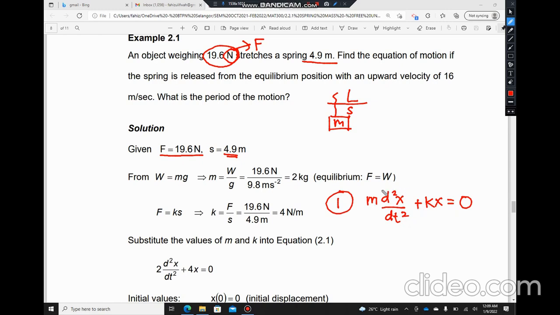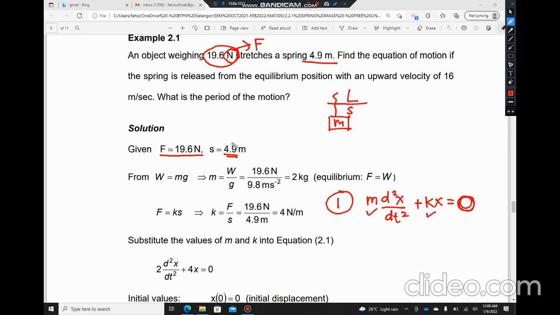Maksudnya yang ni, sebab apa dia kata kita dah apply second derivative? Sebab dia ada second order differential equation, and then just plus kx sebab dia tak ada damping force, sebab case dia adalah undamped motion. So yang ni pun dia equals to 0, dia tak ada force. Okay, so memang kita nak nilai m dengan K.